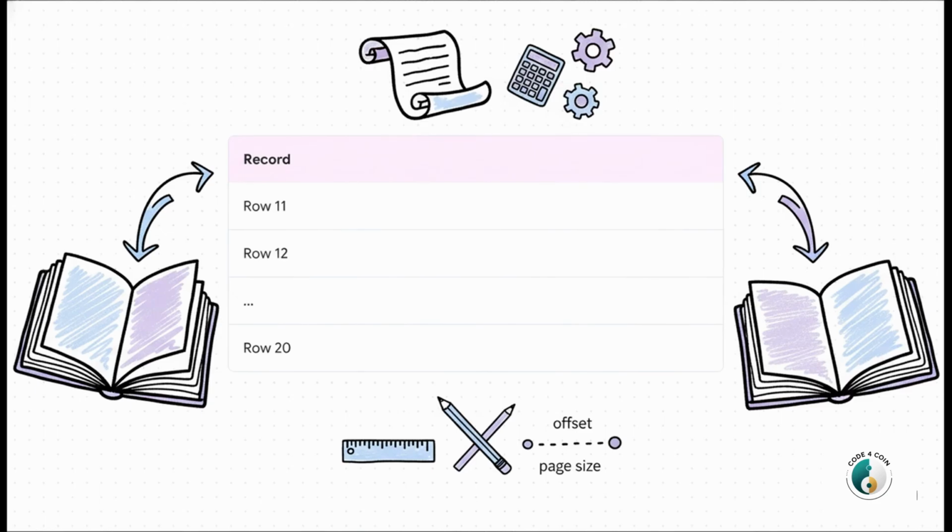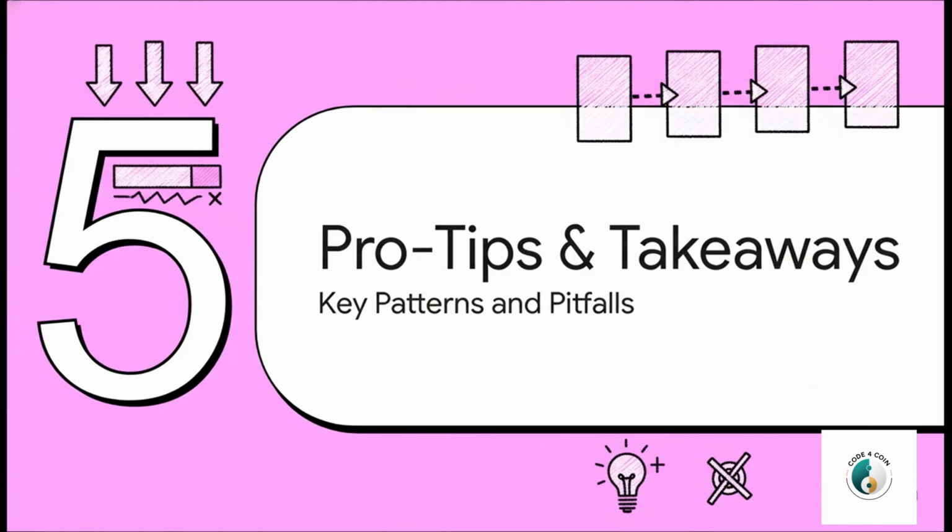You can kind of see the formula here, right? The offset is just the page number you're on, minus 1, all multiplied by your page size. Okay, we've covered the core mechanics. Now let's just wrap this up with some essential pro tips and takeaways. These are the things that'll help you use these tools effectively and avoid some really common mistakes.